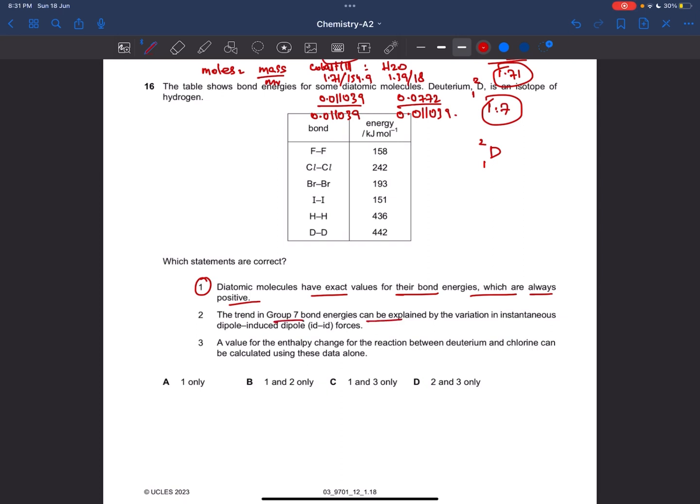The trend in group 7 bond energies can be explained by the variation in instantaneous dipole induced dipole forces. No, because the bond energies give the values for the covalent bonds, not the ID forces, right? So 2 is wrong. A value for the enthalpy change for the reaction between deuterium and chlorine can be calculated using the data alone. Basically, no, this cannot be given. Let's have a look at this. We know enthalpy change is equal to energy given in minus energy given out, right? Now here we have the energy given in, the bond energy, but we do not have the energy given out. So how can we find this? The value for enthalpy change cannot be given by this alone. So the answer is A, 16A.